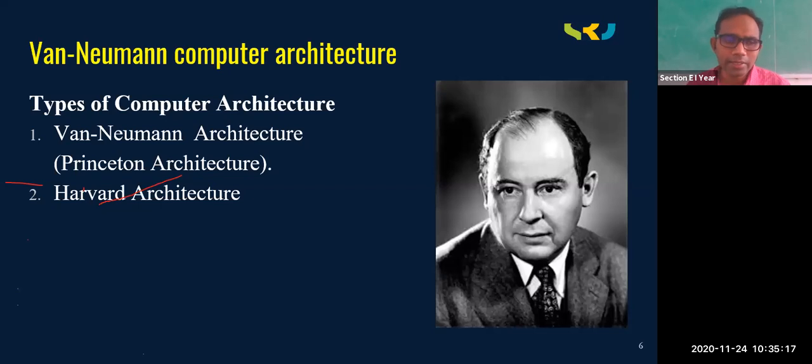A computer architecture is a set of rules and methods that describe the functionality, organization and implementation of a computer system. Functionality means working process. How the computer system is organized.